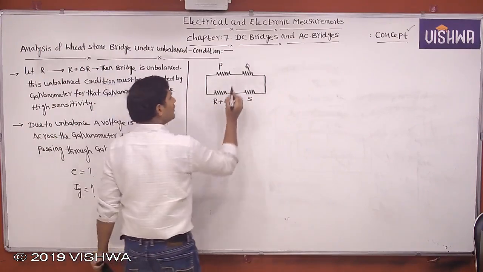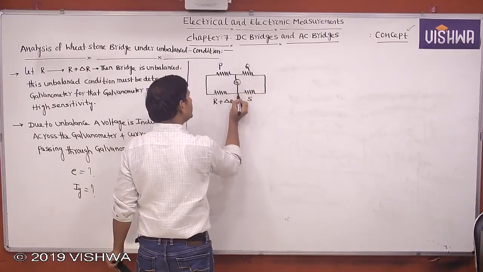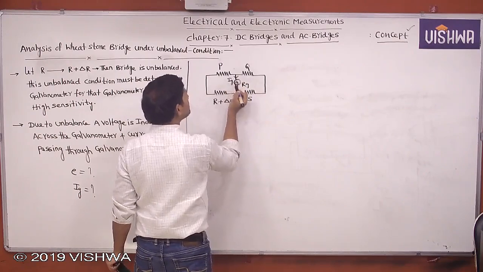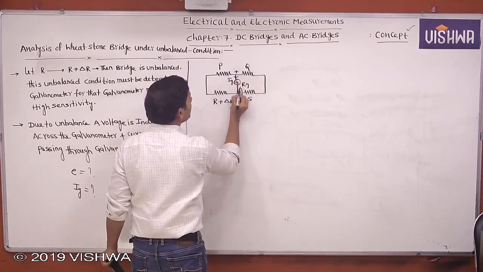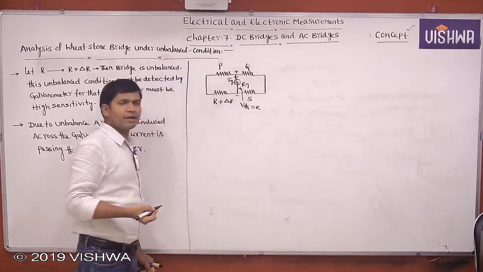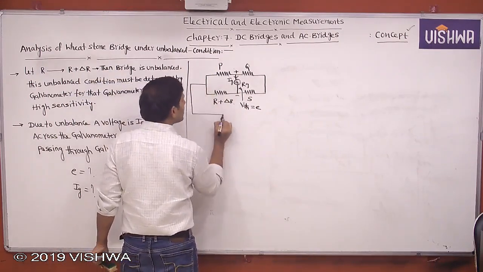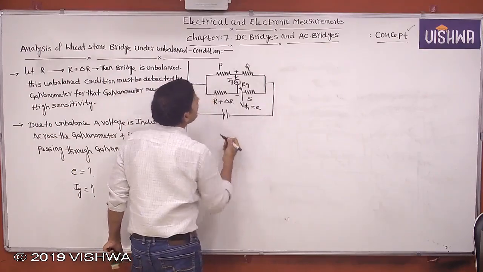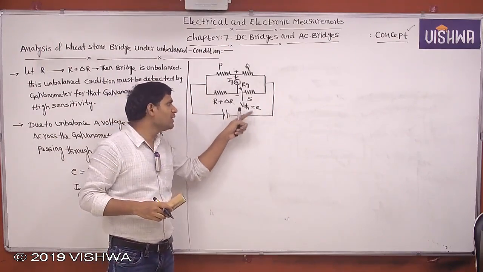Because of this, there is a current through the galvanometer. Let the galvanometer resistance be Rg, and the current through the galvanometer be Ig. There is some voltage across the galvanometer. That voltage is VTH or E. I am taking it as the Thevenin's voltage. Let the supply voltage be capital E, where small e is the voltage across the galvanometer under unbalanced condition. That is the Thevenin's voltage.